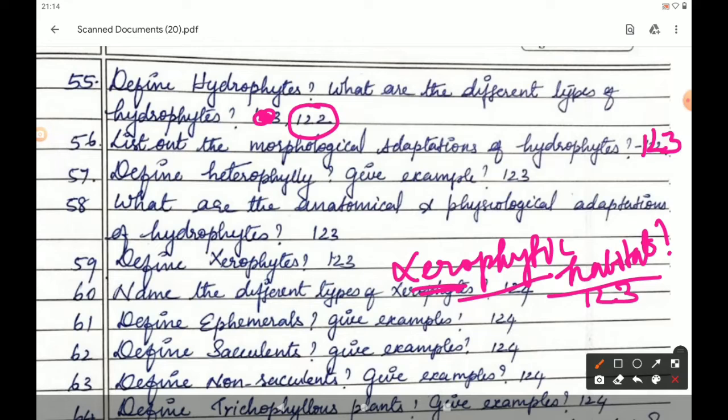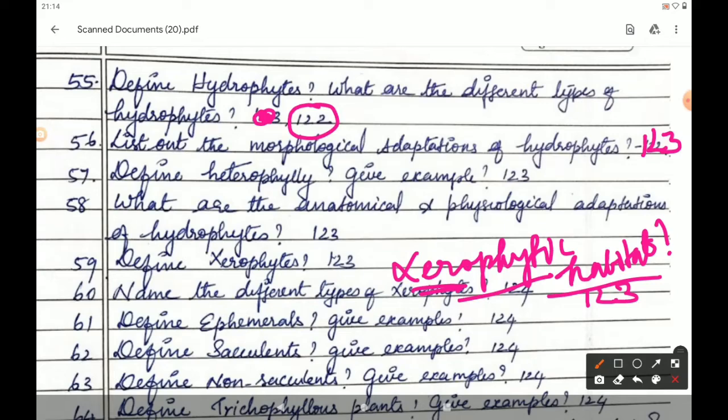The next question. Succulents are also called drought resistant plants, and these are true xerophytes. Students, underline this word, true xerophyte. One more question: which one is called a true xerophyte? Non-succulents are called true xerophytes. They face both external and internal dryness. Examples: Casuarina, Nerium, Ziziphus, Acacia. Any one of the examples you can write, and you must know all the examples for the 1 mark.